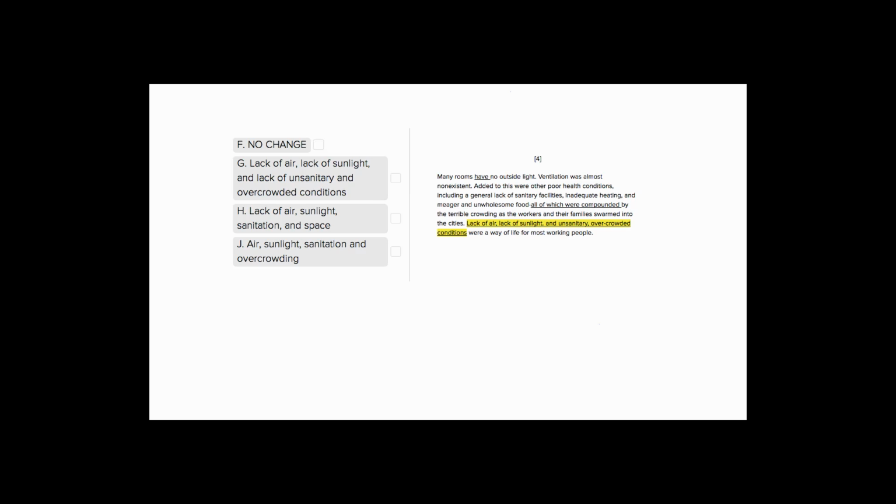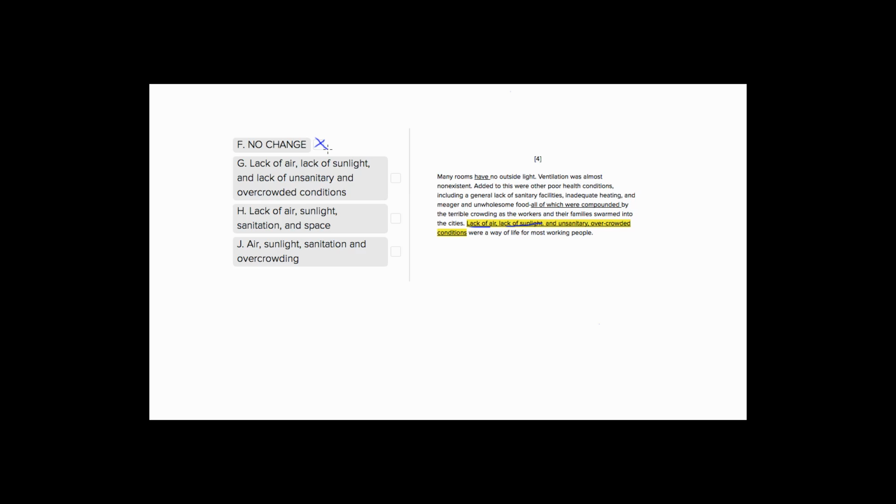Lack of air, lack of sunlight, and unsanitary overcrowded conditions were a way of life for most working people. So it makes grammatical sense, but it's not a very pretty sentence because you have this lack of air and then lack of sunlight. So you're repeating this lack of twice, which is kind of ugly to hear twice. And then instead of going with this lack, you're going with unsanitary overcrowded conditions. So it's just a lack of parallelism. It's not good style. So we can definitely do better than this answer choice.